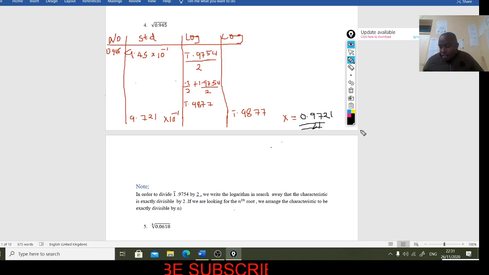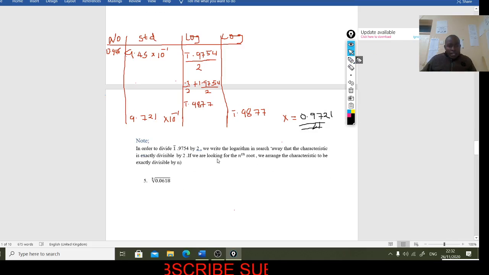And if you check that from your calculator, the square root of 0.945 is 0.9721. So that is true. So that is how you solve by using logarithm.